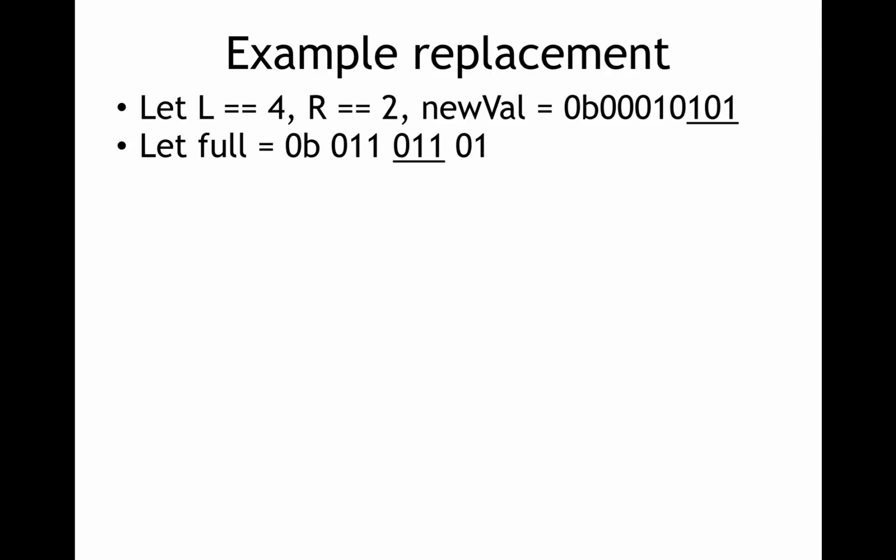We want to change the 0, 1, 1 part, the underscore 0, 1, 1 part. We want to replace it with 1, 0, 1 from the new value. Okay, so here is an example. We have new value 0, 0, 0, 1, 0, 1, 0, 1, and we want to put the last 3 bits, 101, in the new value into bit 2 to bit 4 in the target value, which is 011. Okay, clear? The question is clear.